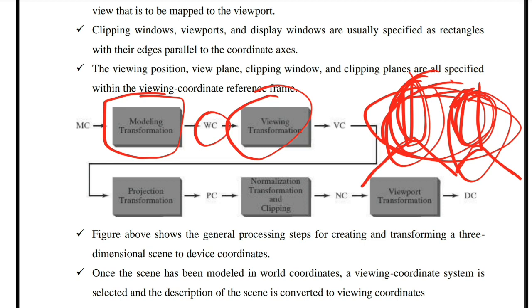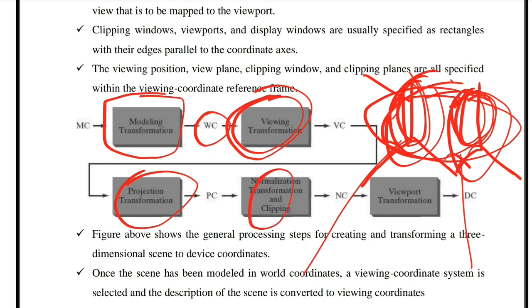that is the world coordinate. Then viewing transformation and the projection transformation, that is viewing it from different angles, that is known as viewing and projection transformation. If you are viewing, it is viewing transformation. If it is projecting on a different surface, that is the projection transformation.